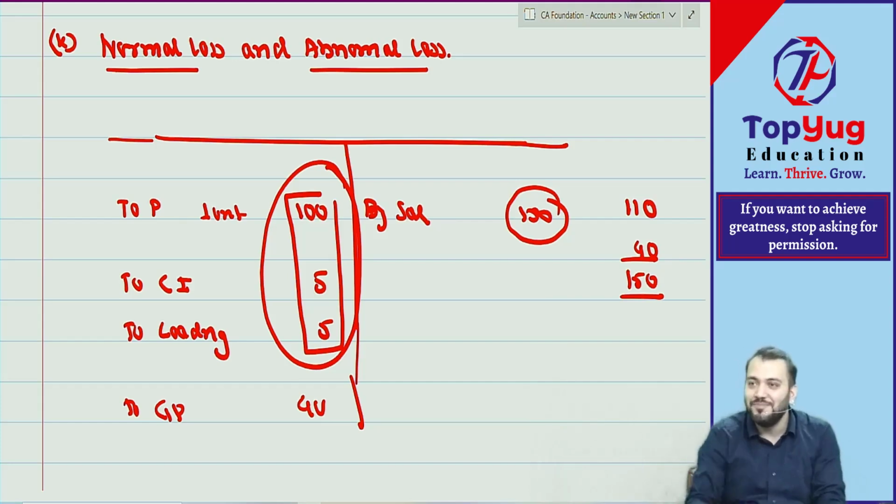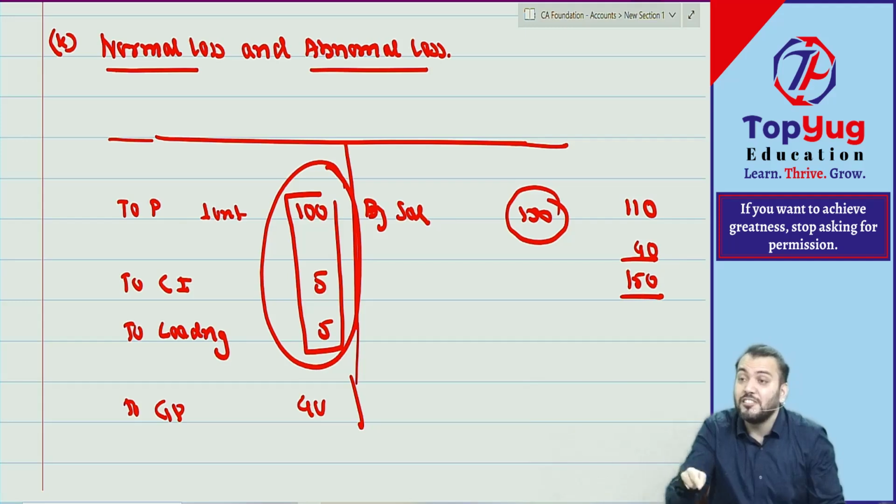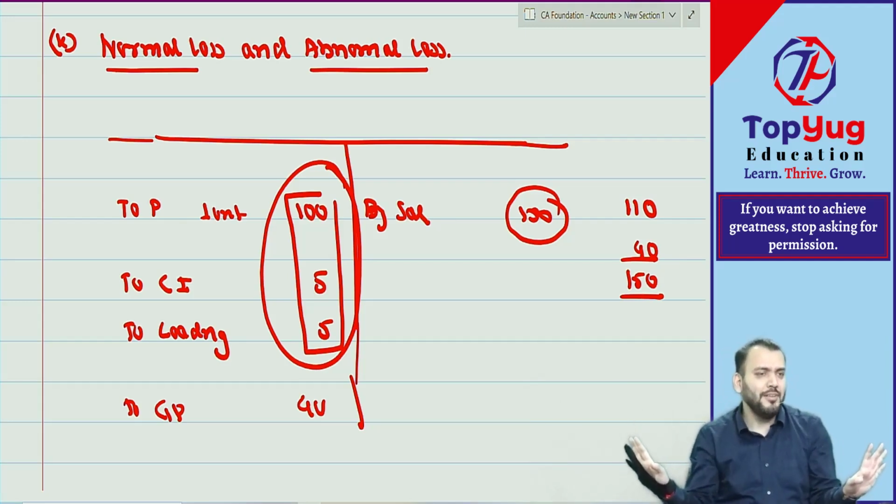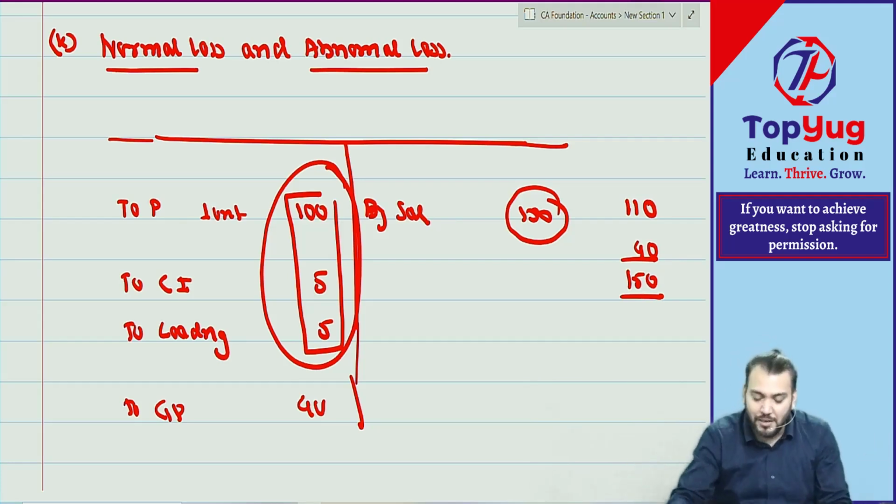So if you are recovering the abnormal loss from your customer and the other party is not recovering, who will win? From the customer you can't recover abnormal loss, because that is due to our mistake. We can avoid it. So abnormal loss cannot be recovered from customer. That will be debited to what? P&L account. Rule is very simple. Understood?